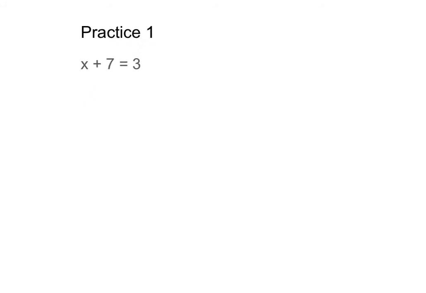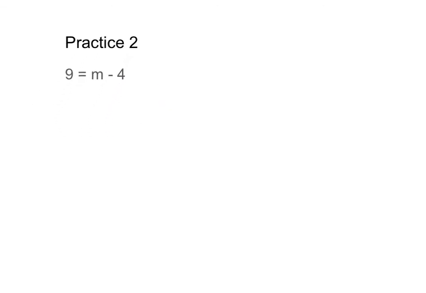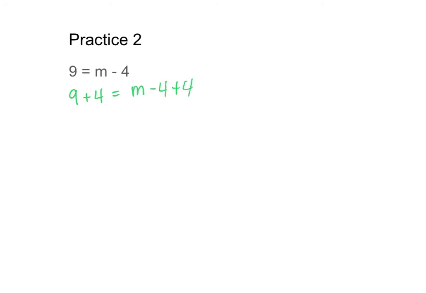So for this one, pretty standard, we're just gonna subtract 7 from both sides. We're gonna be left with x equals 3 minus 7 is -4. Next one, 9 equals m minus 4. 9 plus 4 equals m minus 4 plus 4. All we do is add 4 to both sides. We get 13 equals m.